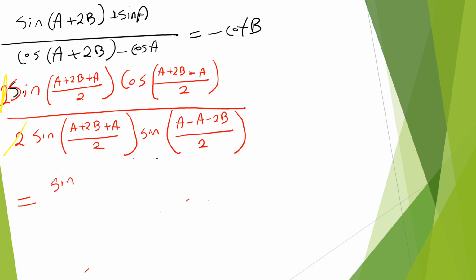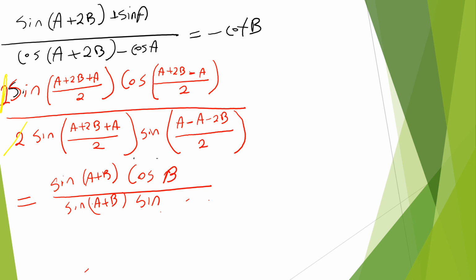And then now I have sine, A plus A is 2A, so it's 2A plus 2B, over 2, so that's really A plus B. And then cosine 2B, 2B over 2, so it's B. This one here again is sine A plus B, not over 2, because we divided by 2 already. And this one is sine negative B. Cancel out common factors in here.